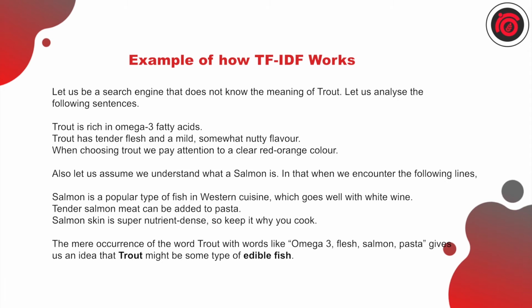We as humans, we know what is a salmon and a trout, right? But it is not necessary that Google knows what it is. So let's say Google encounters the following 3 lines. Salmon is a popular type of fish in Western cuisine which goes well with white wine. Tender salmon meat can be added to pasta. Salmon skin is super nutrient dense, so keep it while you cook. So make sure that these 6 lines appear on the same page.